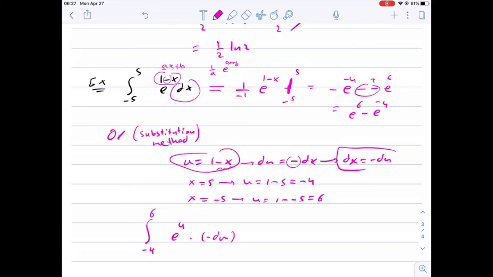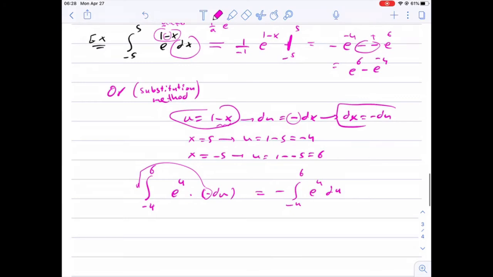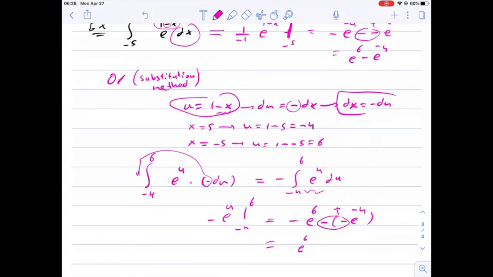We multiply both sides by negative sign, negative du. So negative sign can be brought here. It becomes negative, the integral from -4 to 6 e to u du. And then what is the integral of e^u? It's just e^u from -4 to 6. Now we substitute the limits, negative e to the 6 minus negative e to -4. Negative is plus, so we get e to the power 6.